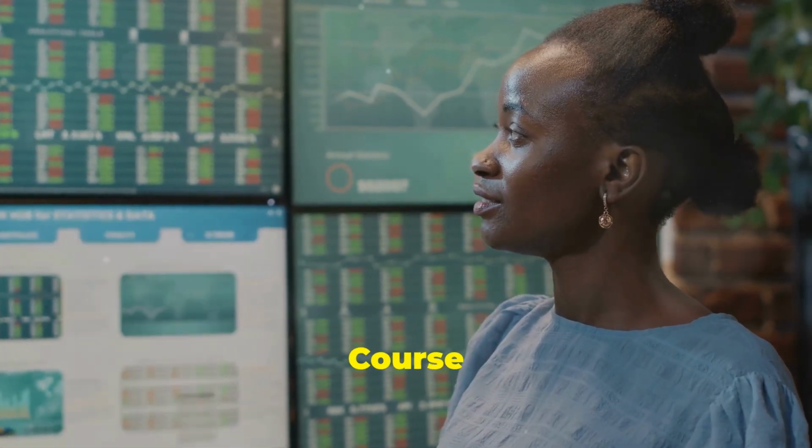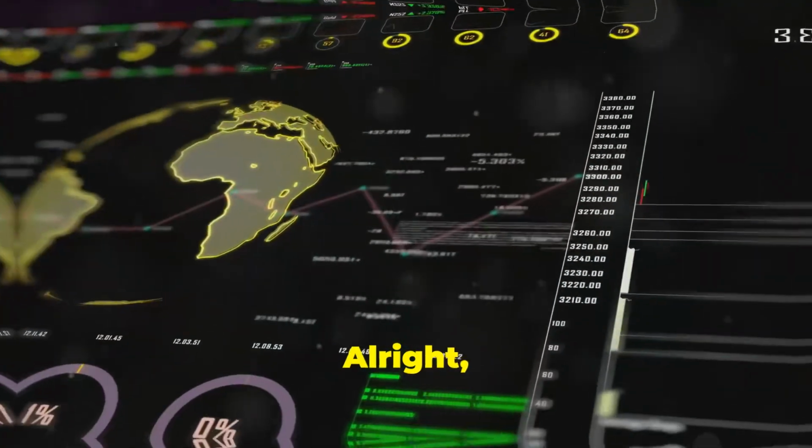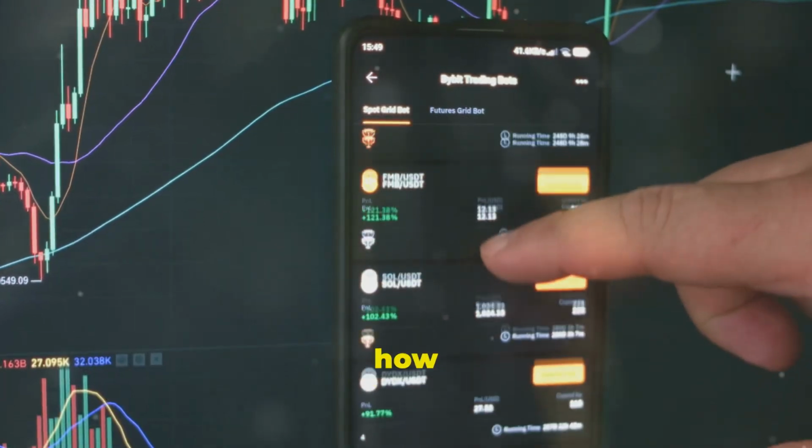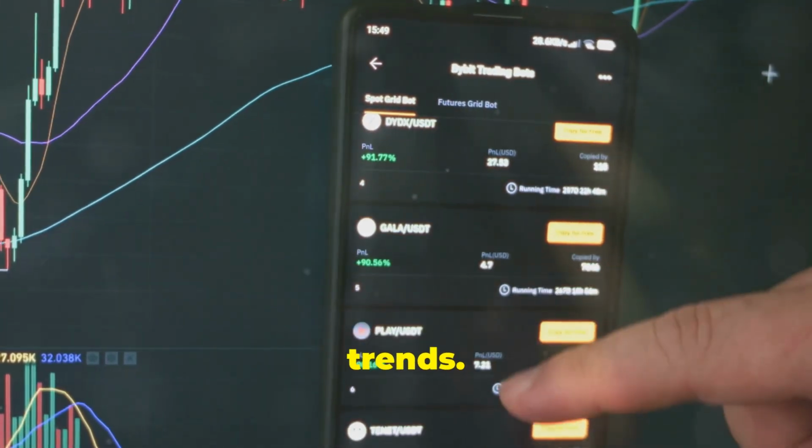Section 4, Charting Your Course, Tools for Trend Analysis. All right, so we know what market trends are, why they matter, and what causes them. Now let's talk about how to actually identify and analyze these trends.